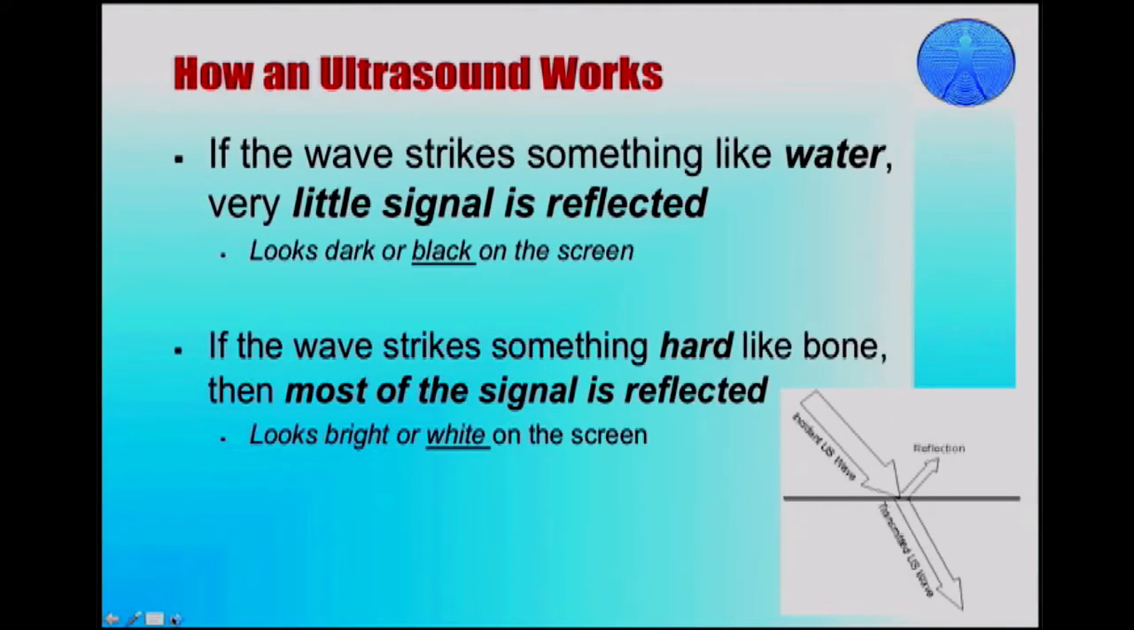If the sound wave strikes something soft like water, very little of the signal is reflected, so it looks dark or black on the screen. If it strikes something hard like bone, most of the signal is reflected, so it looks bright or white on the screen. All right, so you tell what things are or how much water content they have as to being how dark or black, or how bright or white they are on the screen.